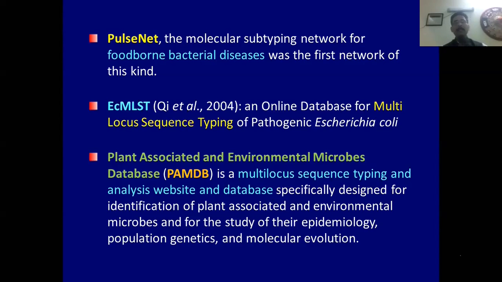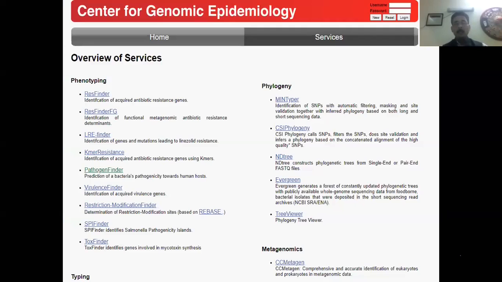So PulseNet is such a database which gives information pertaining to PFGE data. Similarly, ECMLST is a database which provides data pertaining to MLST of Escherichia coli. Similarly, for plant microorganisms also, several databases are there. I'm just quoting one such database for plant microorganisms, which is called PAMDB, Plant Associated and Environmental Microbes Database.